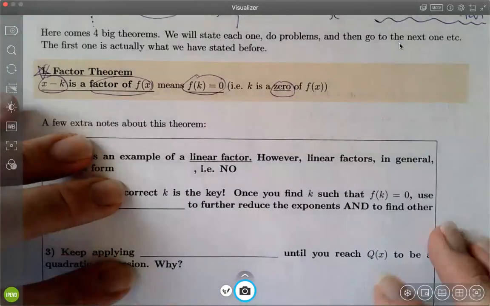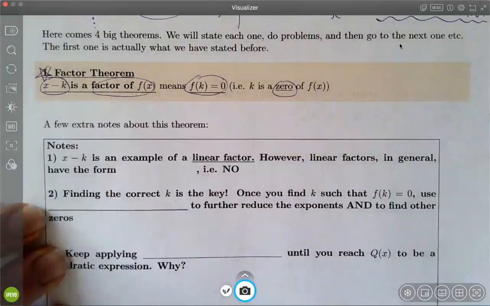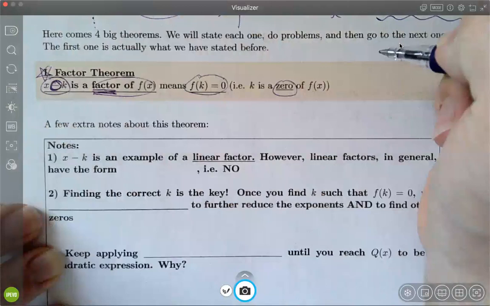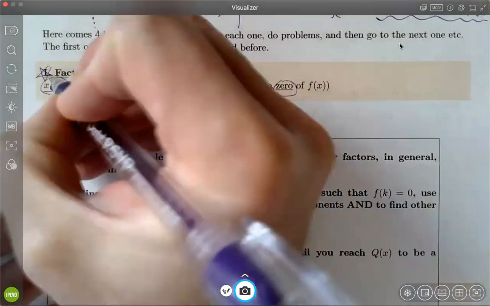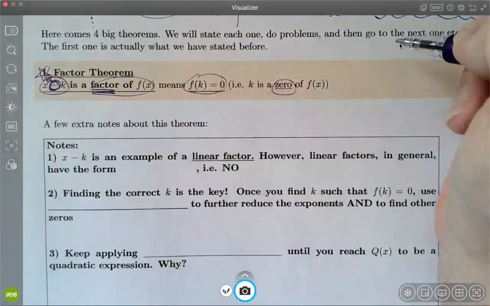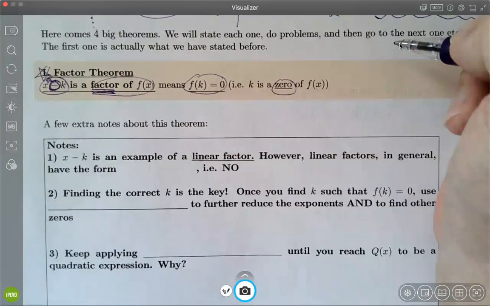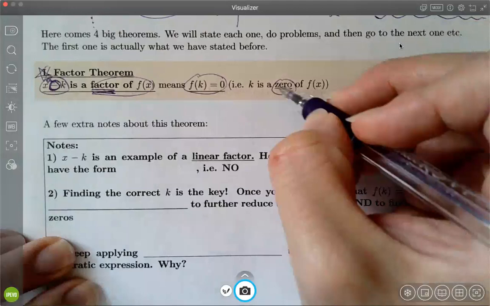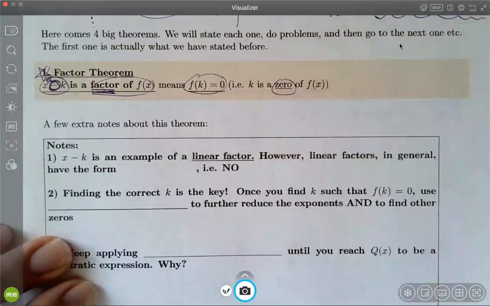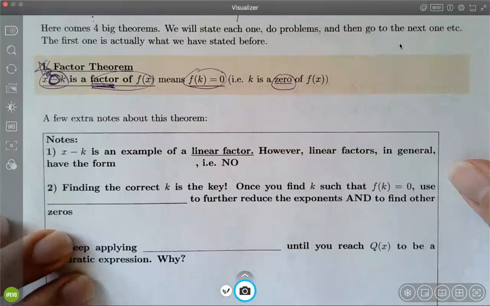Here what you have to be careful about is that when you get a factor of f of x, you have to subtract your 0 from x. So it's x minus k, not x plus k. And remember, k is the word 0, not the number 0. A few extra notes about this theorem.